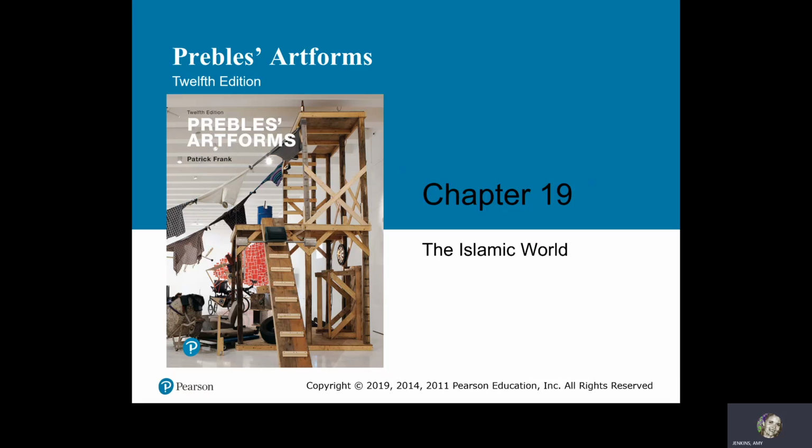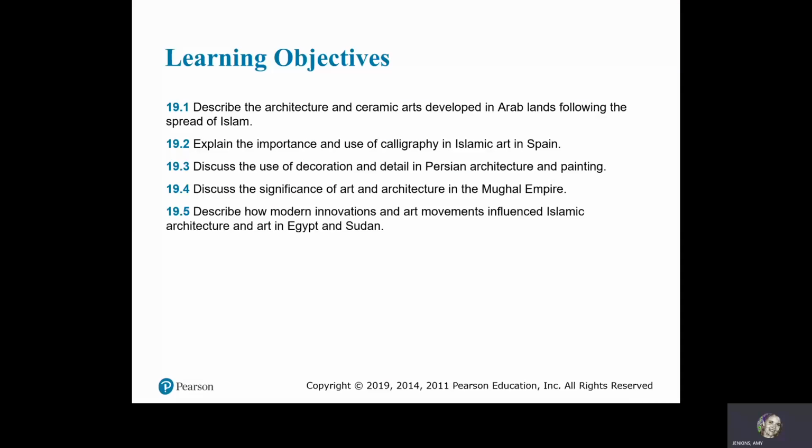Chapter 19, The Islamic World. Learning objectives. Describe the architecture and ceramic arts developed in Arab lands following the spread of Islam. Explain the importance and use of calligraphy in Islamic art in Spain.